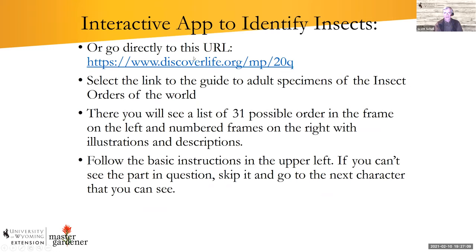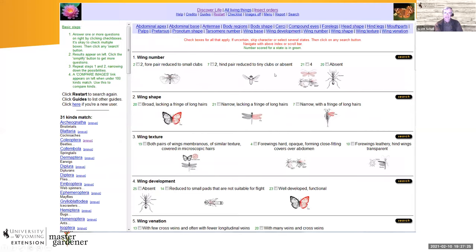What you'll do is go to this link and then select the guide to the adult specimens of insect orders of the world. They have 31 possible orders, so they're up to date on their taxonomy. And this is what it looks like. When you go to the nature guides, there are also guides for wildflowers, and you can go by region or even state, and it'll break it down. So it's pretty cool. I enjoy the Discover Life website a lot.